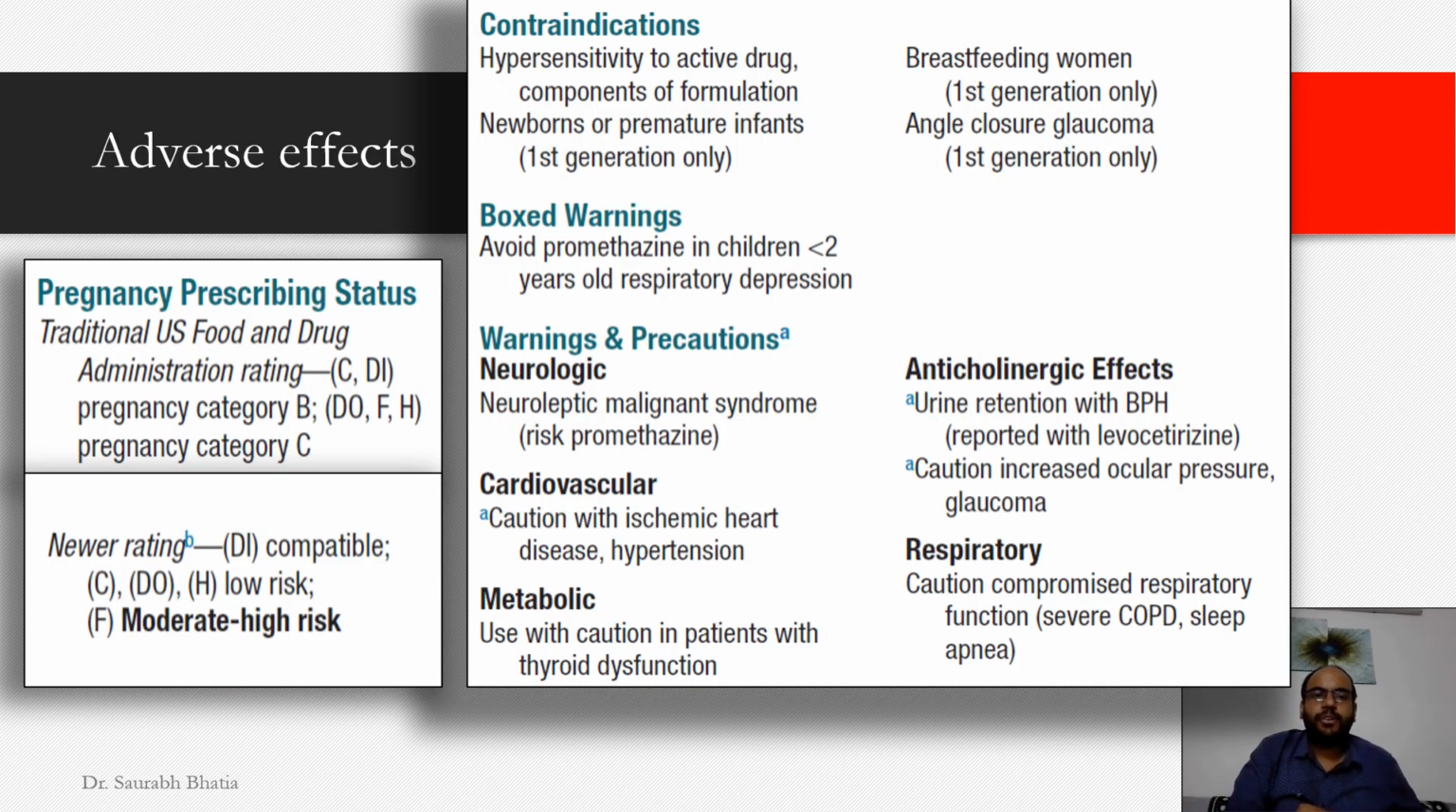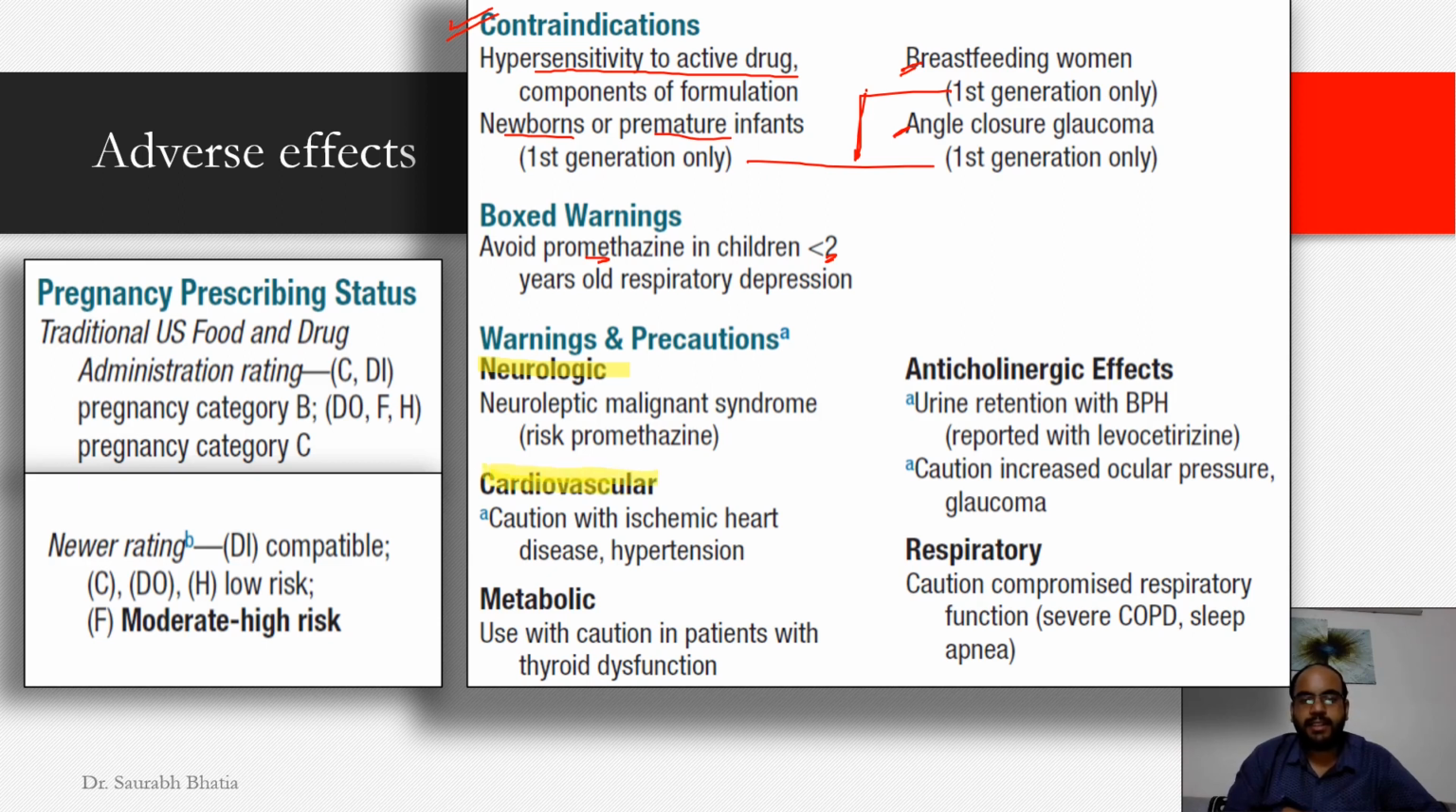Adverse events include contraindications when there is hypersensitivity to the active drug, or you have to be very careful because they are not routinely used in newborn or premature infants. They can have side effects at lower doses also. In breastfeeding and angle closure glaucoma, the first generation antihistamines are the only ones implicated. Box warning includes avoiding promethazine in children less than 2 years of age. Neurologic, you just have to remember these headings. So neurological, like Melinan syndrome.